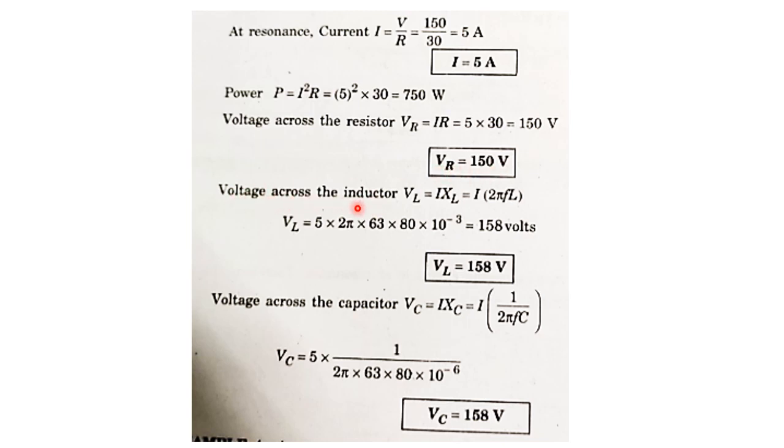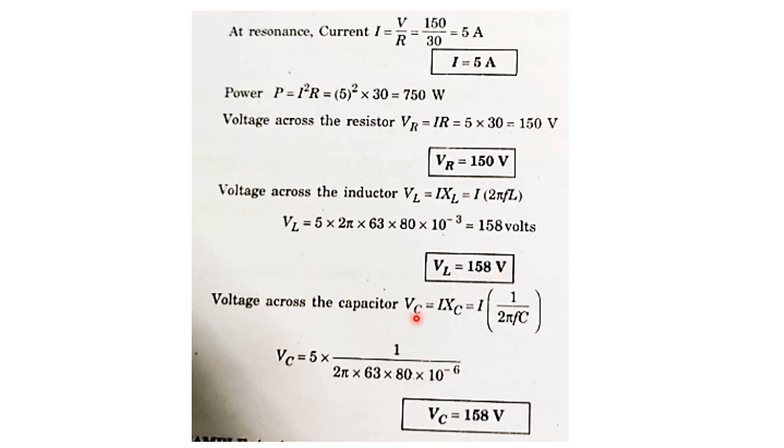Next, voltage across inductor VL is equal to I into XL, right? So in resistor it is I into R. In inductor it is I into inductive reactance. XL means inductive reactance. So I into XL. XL is nothing but omega L. Omega L means 2 pi FL. So XL is equal to 2 pi FL. So I into 2 pi FL. We know the value of I. 2 pi are constant, F is frequency, that is resonant frequency, L is given inductance. So just substitute the value and you will get VL is equal to 158 volt.